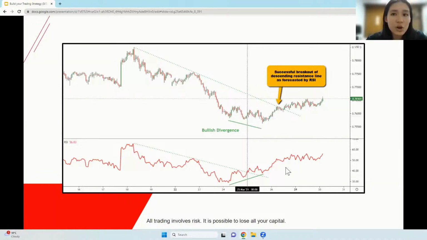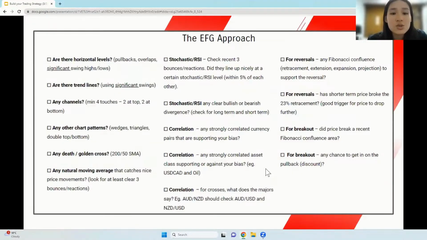Next, let's move on. So now we are looking at how we can play the continuation or breakout and reversal. This is just a checklist for you to follow, especially if you are a beginner trader. It's just a good checklist to take note of a couple of things, or check for a couple of things when you are doing your analysis.